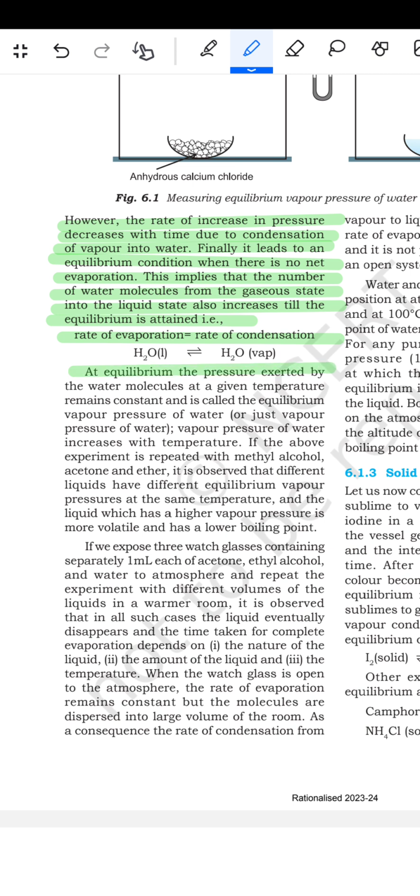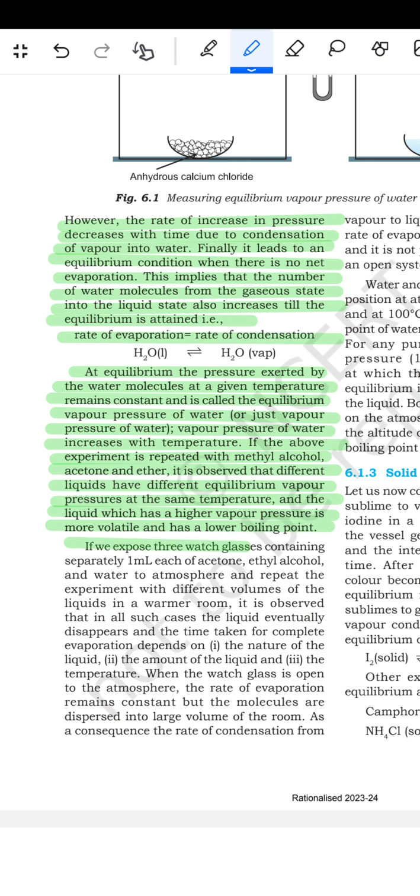At equilibrium, the pressure exerted by the water molecules at a given temperature remains constant and is called the equilibrium vapor pressure of water, or just the vapor pressure of water. Vapor pressure of water increases with temperature. If the above experiment is repeated with methyl alcohol, acetone and ether, it will be observed that different liquids have different equilibrium vapor pressures at the same temperature, and that the liquid which has a higher vapor pressure is more volatile and has a lower boiling point.